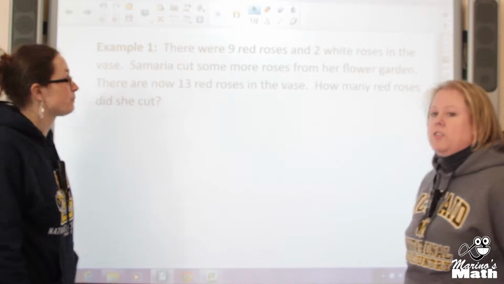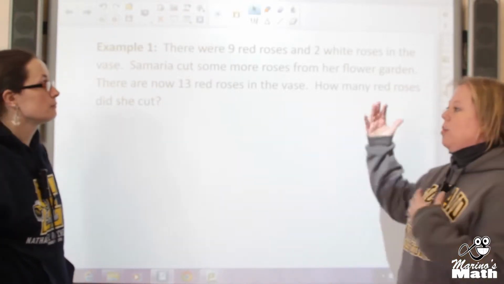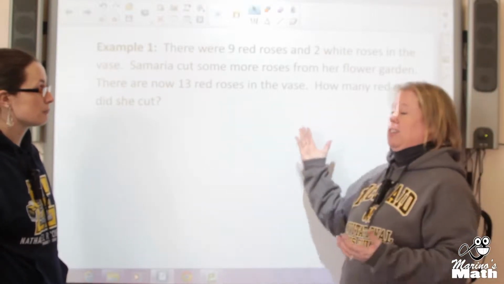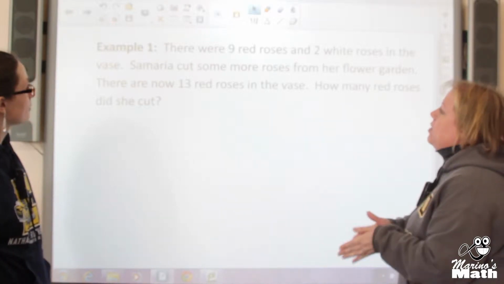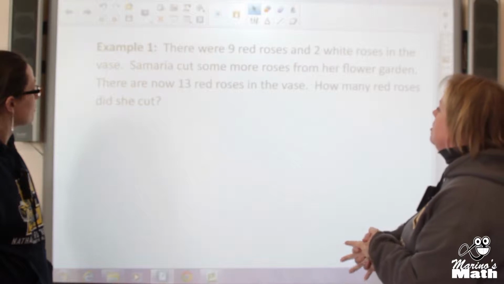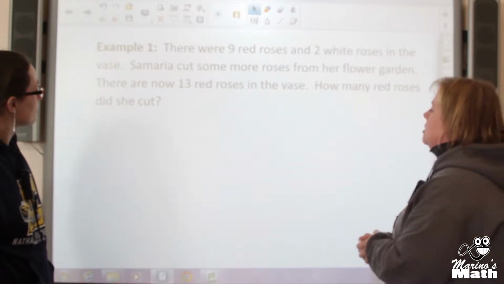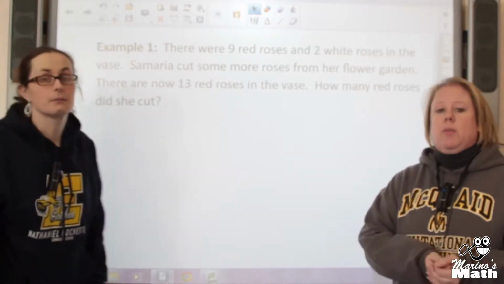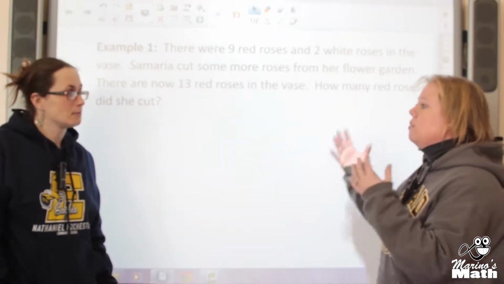Right. So your first time, just like in ELA, we read it through for fluency, so we make sure that we have a good comprehension or understanding of the words that are actually in the question. So for example, we read it through the first time. There were 9 red roses and 2 white roses in the vase. Samaria cut some more roses from her flower garden. There are now 13 red roses in the vase. How many red roses did she cut? So the first time I read it through, I'm just looking for the overall general gist of what the question is.